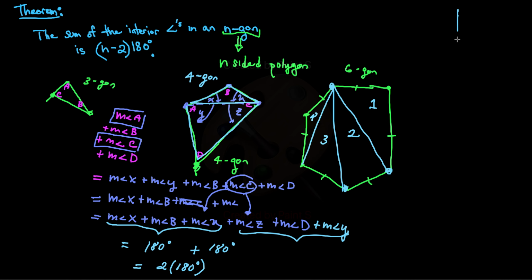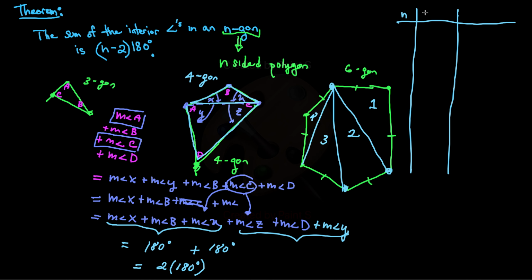Make this chart. Okay, so this chart's gonna help you out. So let's say n, number of triangles, and then sum of interior angles. So let's see what we get here. When n is 3, how many triangles are there if I fix a vertex in the 3-gon? Well, there's 1 triangle, right? And the sum of the interior angles is just 1 times 180.